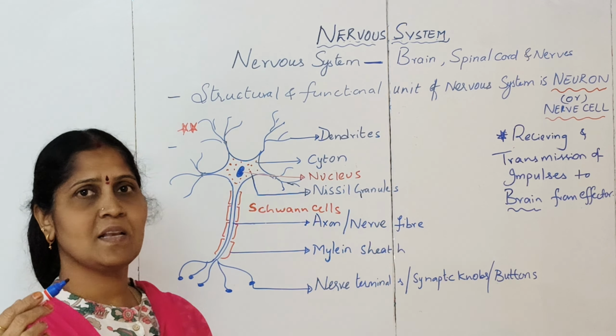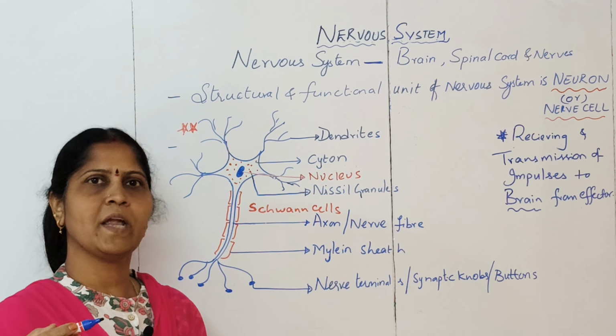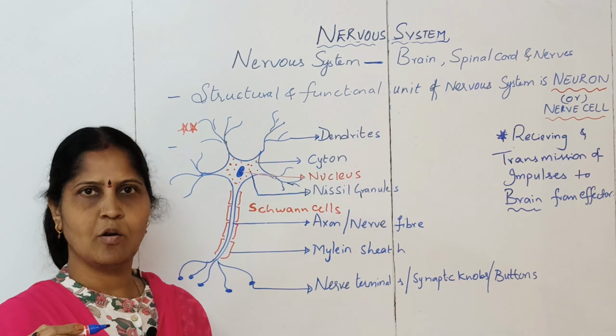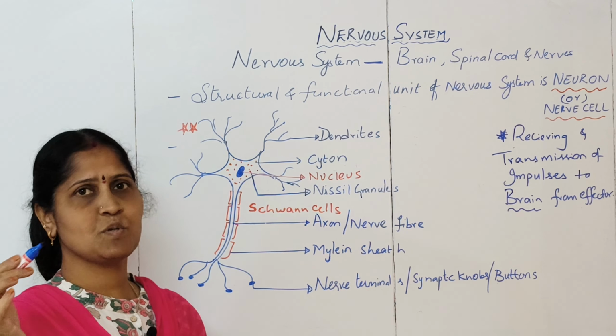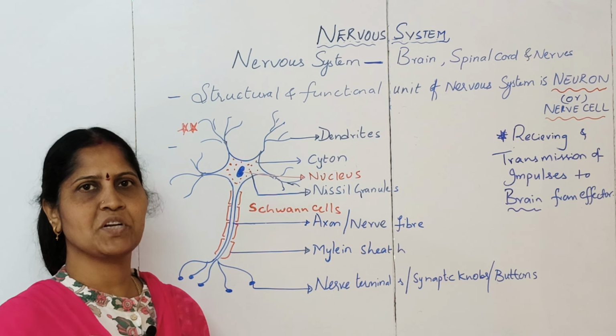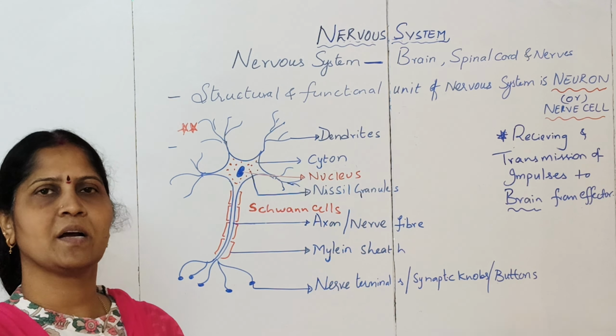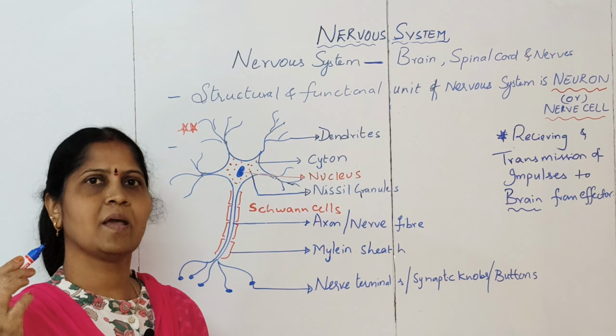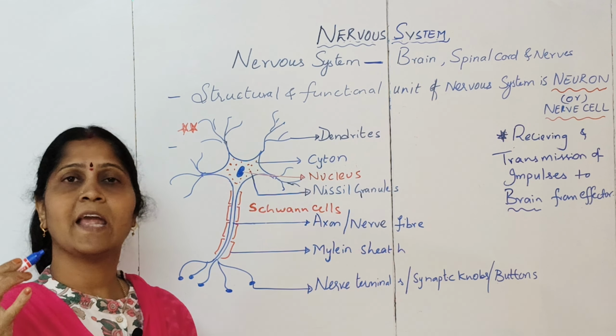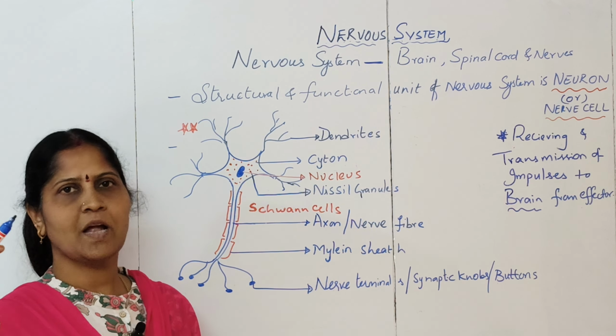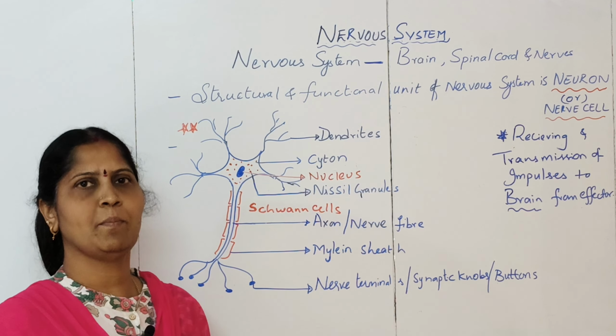And we know that the nerve cell is the longest cell in our body. It can be up to 1 meter long, and these are the cells which do not have the power of regeneration. That is, if any damage occurs to the nerves, which consist of the nerve cells, they cannot be regenerated. So that is the fact we have to remember.